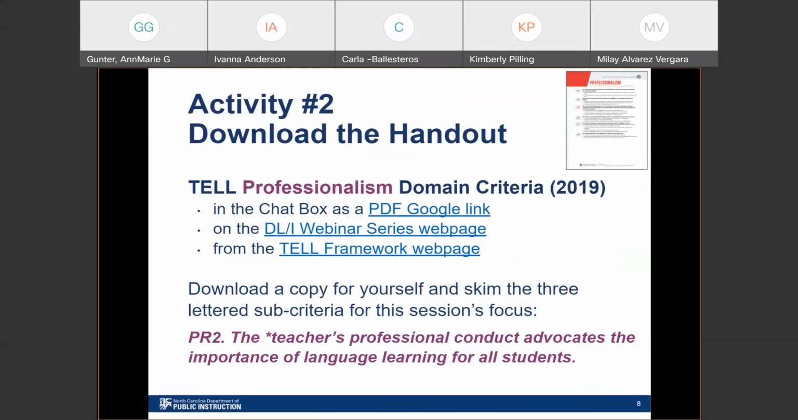The TELL domains were originally introduced almost 10 years ago now, and the first documents that we had were published in 2014. After about 5 years, as you can see, they've updated them, so we are using the current TELL documents from 2019.